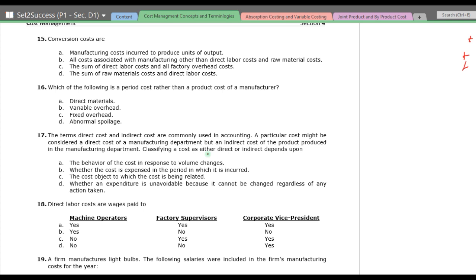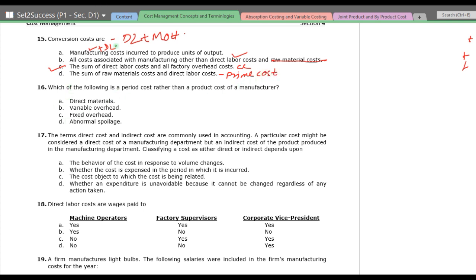Next, conversion costs. They are asking for conversion cost, right? Conversion cost is direct labor plus manufacturing overhead. So manufacturing cost incurred to produce 1 unit is included, but we also include direct labor plus all costs associated with manufacturing other than direct labor costs and raw materials. We include direct labor plus manufacturing overhead. We don't include raw material cost, but we include direct labor cost and manufacturing overhead. The sum of direct labor cost and all factory overhead cost, this is the conversion cost. And the sum of raw materials and direct labor costs is prime cost.